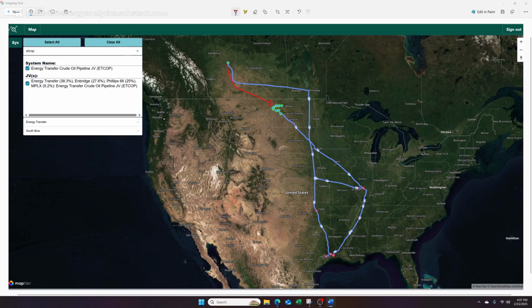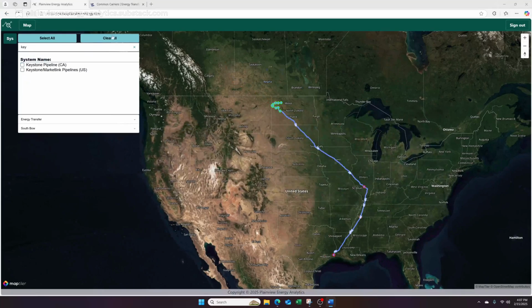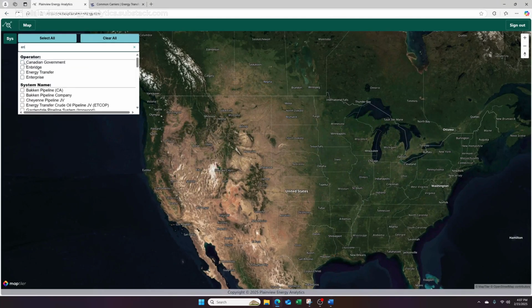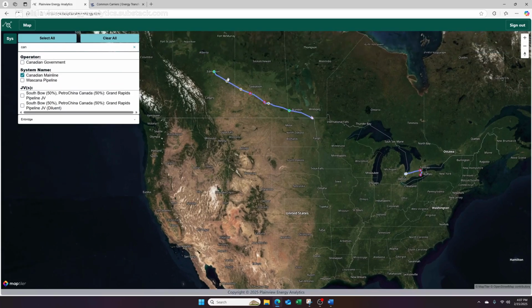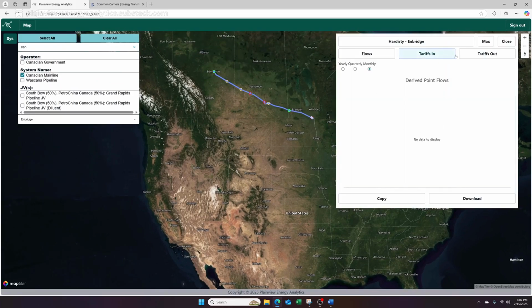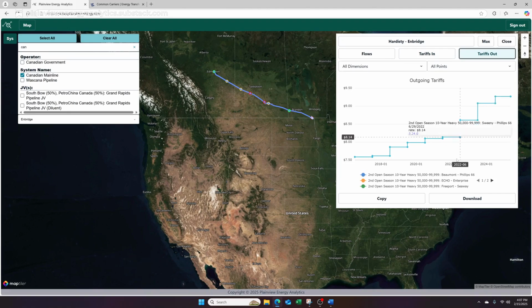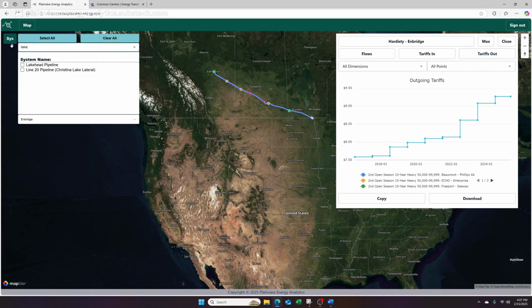So how does this compare to, let's take a look at maybe some of the rates on some of the other pipelines. We can pull Enbridge's up. Let's pull up the Canadian Mainline. And I put this one in here. Tariffs out. So this is a tariff to the Gulf that they have with their joint tariff on Flanagan South Pipeline. So just for fun, why don't we put that up here?